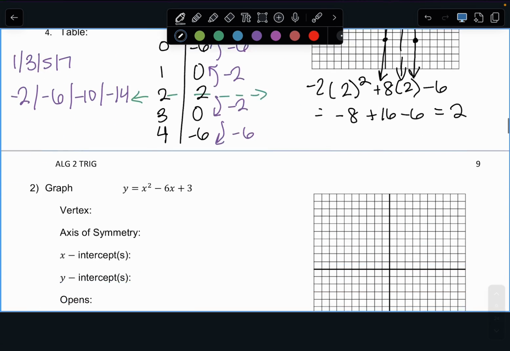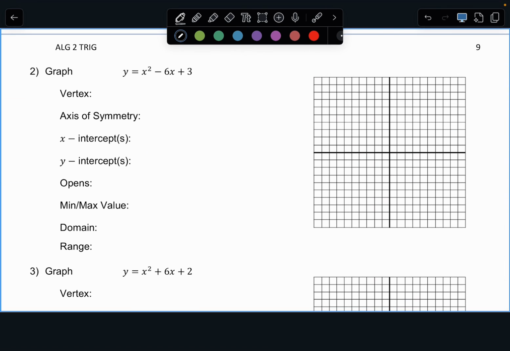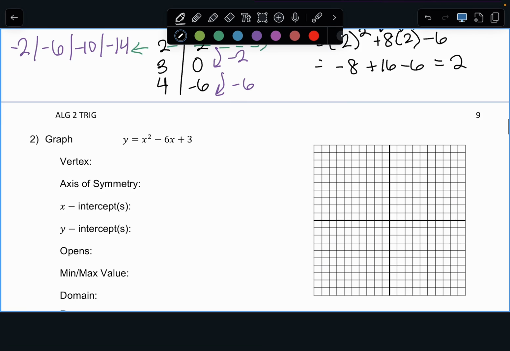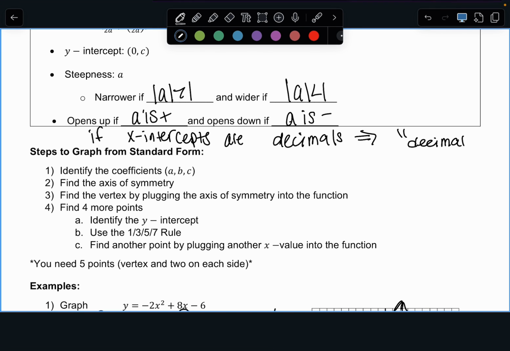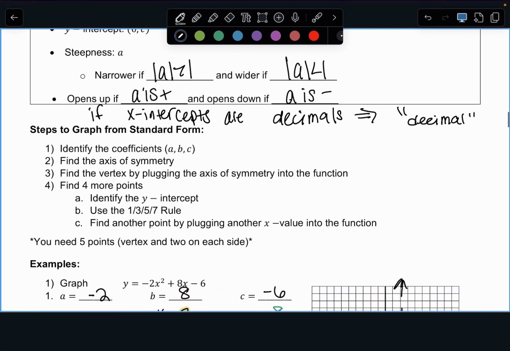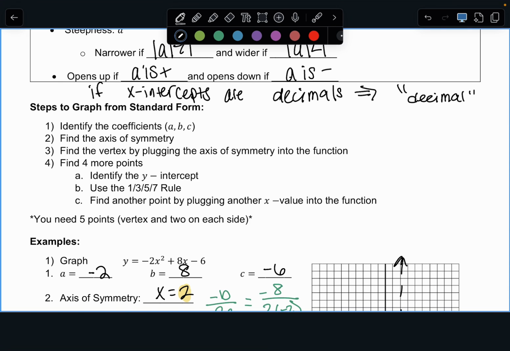Okay, let's go to the next one. We'll do this one together, and then I'll leave you on your own to do the next one. Also, just something else for standard form. If your x-intercepts are decimals, meaning they don't come straight from your table, I just want you to write decimal. We'll figure out how to solve for them next week or the week after. Right now, we don't know how. So just write decimal instead of the x-intercept. Don't put none, because it will cross the x-axis at some point. But just put decimal or not pretty number or whatever you want to put.